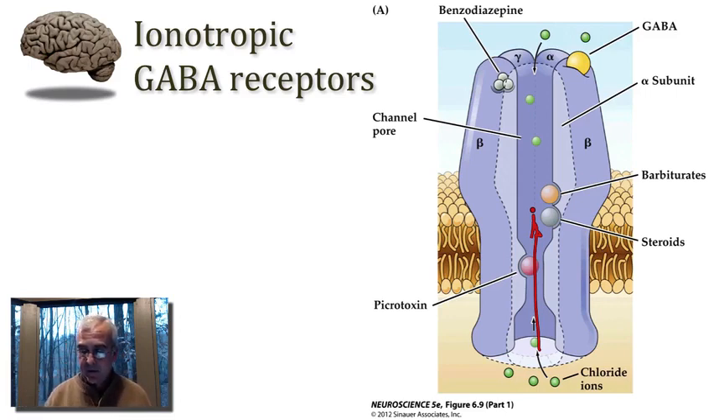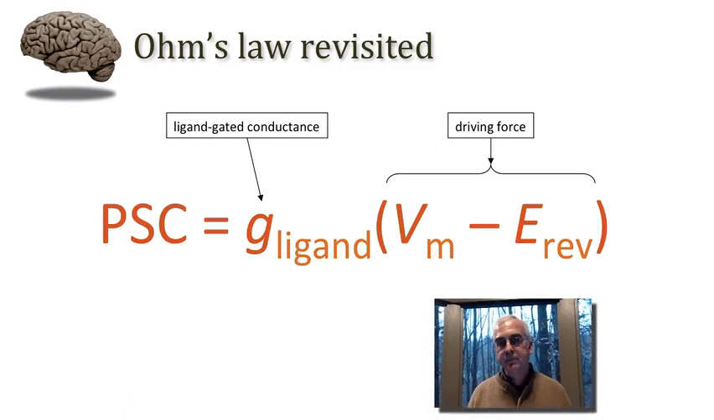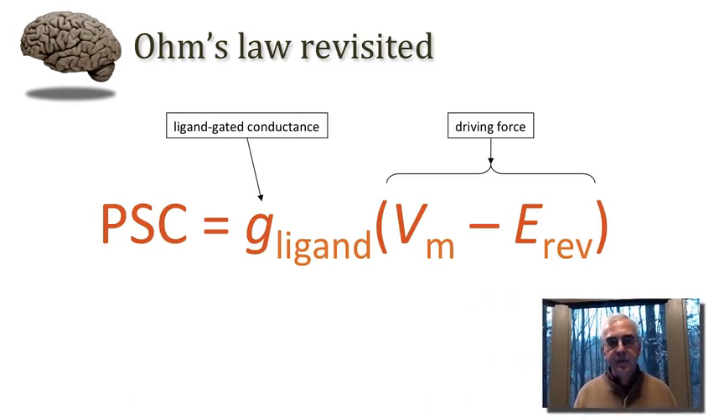As illustrated here, that concentration gradient is from inside the cell to outside the cell, which is typical of an immature neuron, as we'll talk about in a little while. Now, let's talk about the currents that pass through ligand-gated ion channels. And in order to understand the principles involved, we need to revisit Ohm's law.